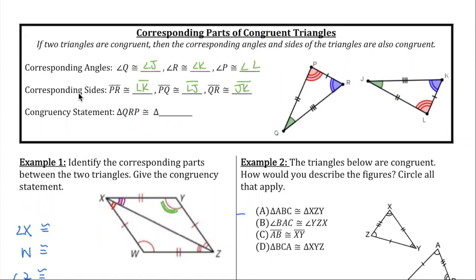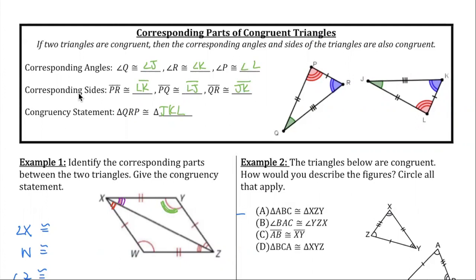So angle Q is congruent to angle J. Whoopsies, wrong one. So J is going to be listed first. R is listed second. So that means K is going to be listed second. And angle P is listed last. So that means angle L is listed last as well.